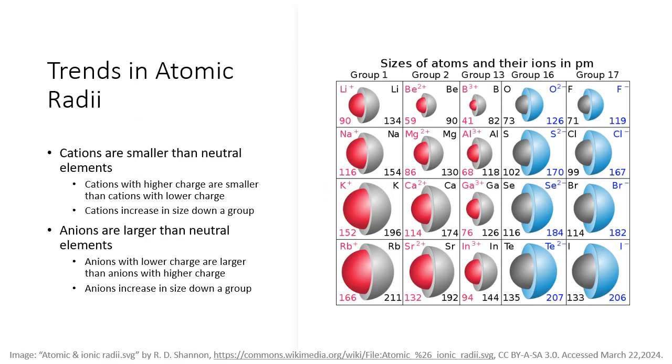But what about the trend as we go across the periodic table? So cations are smaller than neutral elements. We knew that. So cations with higher charge are smaller than cations with lower charge. But they also increase in size down a group for the same reason that the atoms increase in size down a group. What about if we're talking about anions? So anions with lower charge are larger than anions with higher charge, and the size will increase as you go down a group. So always increasing as we go down a group, whether we're talking about ions or we're talking about neutral elements. Anions are larger than neutral elements, and cations are smaller than neutral elements.